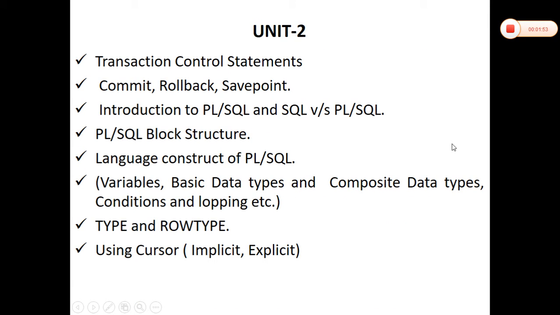In the second unit, we have transaction control statements: commit, rollback, savepoint, introduction to PL/SQL and SQL versus PL/SQL, PL/SQL block structure, language constructs of PL/SQL, variables, basic data types and composite data types, conditional statements and loopings, etc. %TYPE and %ROWTYPE also. Using cursors, implicit and explicit, we will be able to learn here.